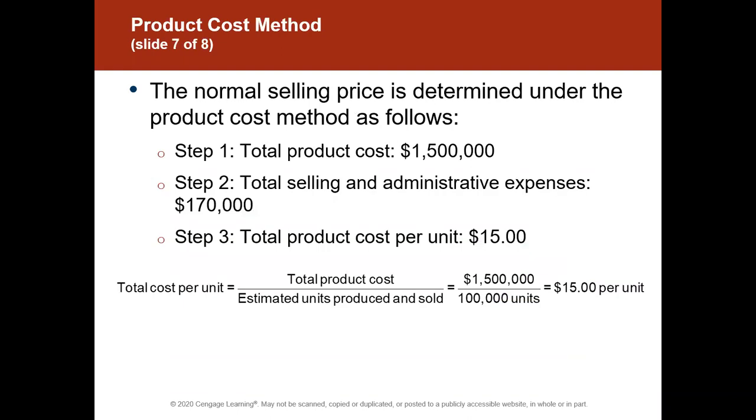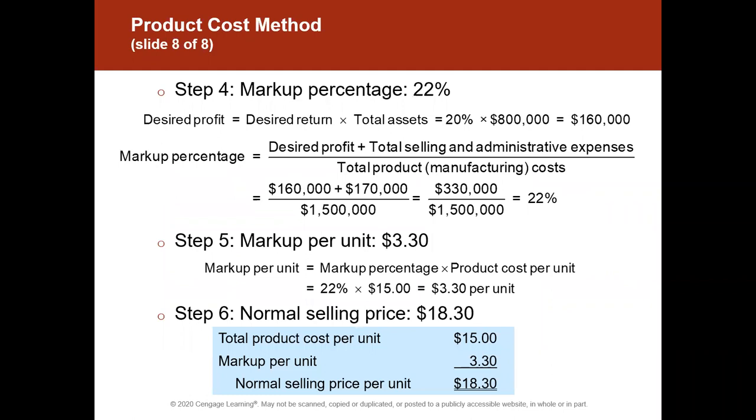So step one, take our total product cost, add our selling and admin. Not add, sorry. We just figure out what it is, 1.7. Then we divide to get our product cost per unit, $15 per unit. Our markup percentage, which is our desired return times our total assets, gives us 106. I don't know why they did 22%, should be. Oh, because then they figure out the markup percentage.